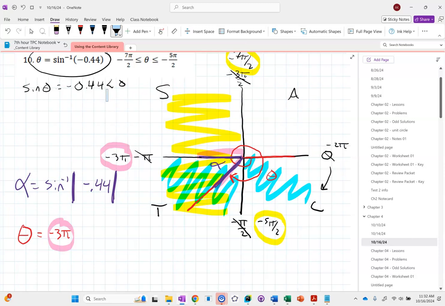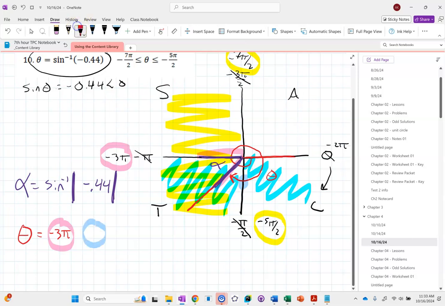And then to decide whether we're going to be adding or subtracting alpha, we're going to look at the axis that I cross right before I get to the terminal side. So in this case, that was the y-axis, right? Everybody see that?